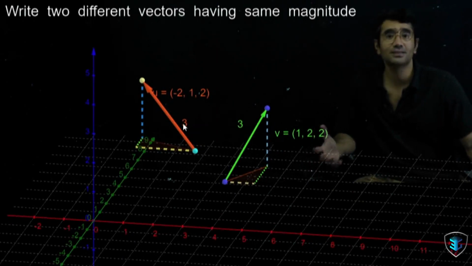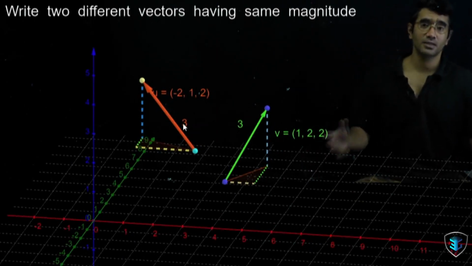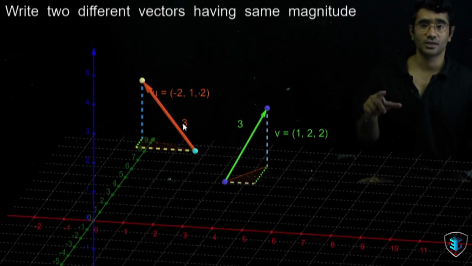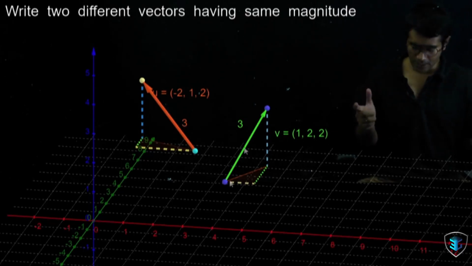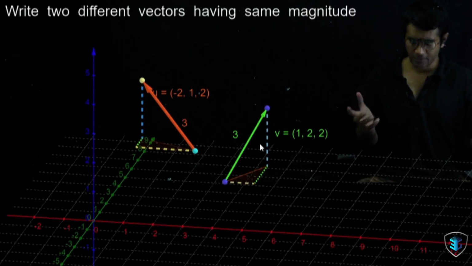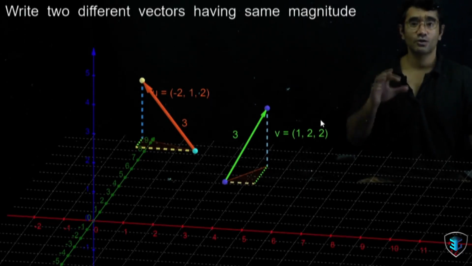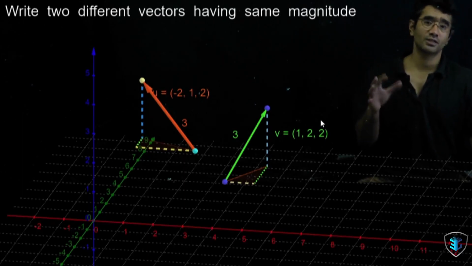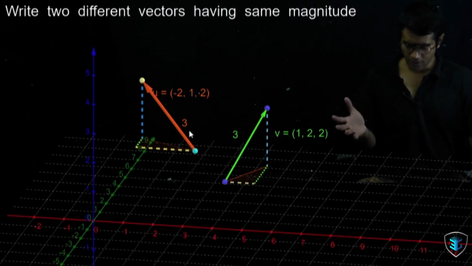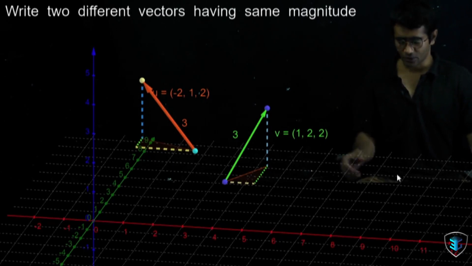So what decides two different types of vectors? It can be the magnitude and the direction. So what decides the magnitude? The length of the vector. Right now the length of the vector is same in both the cases. What's different is the direction ratios. So if you can just write two different sets of direction ratios which gives you the same magnitude, your problem is done. That's exactly what it's doing here, right?